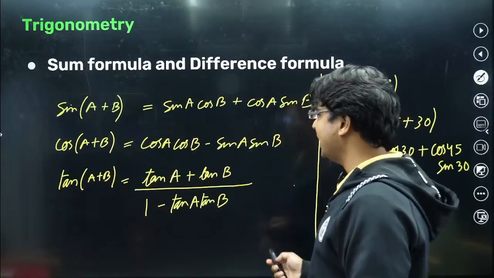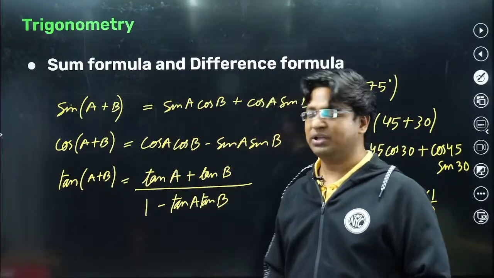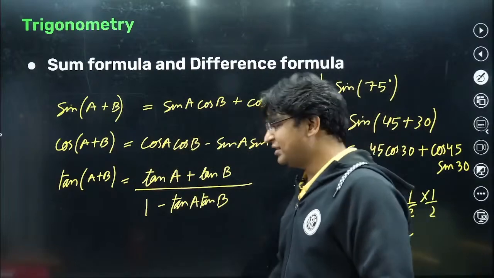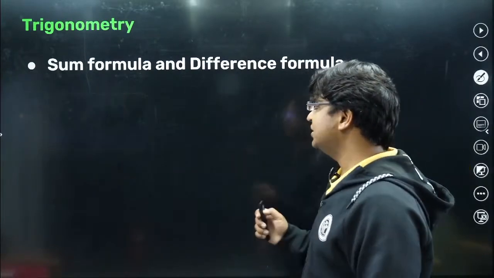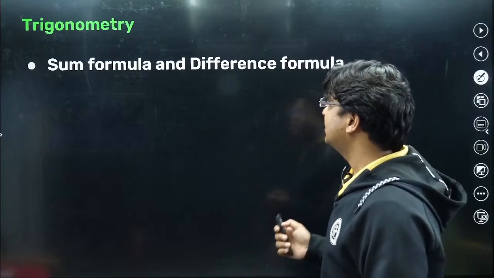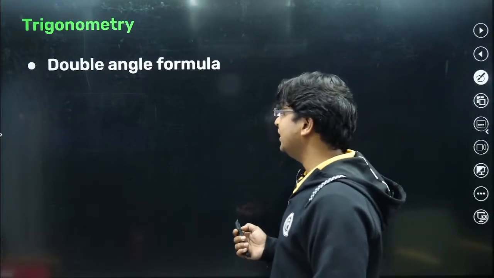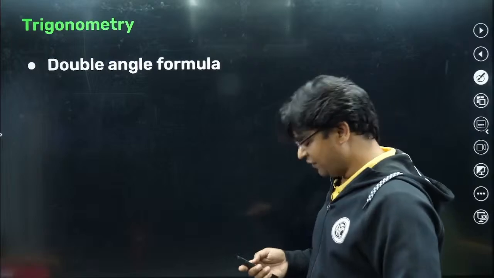All right, so going back again, some formulas you have to learn. You replace B by minus B and then do the calculations, and you will get the difference formula. And from the difference formula, we can also talk about the double angle formula. So what is the double angle formula now?